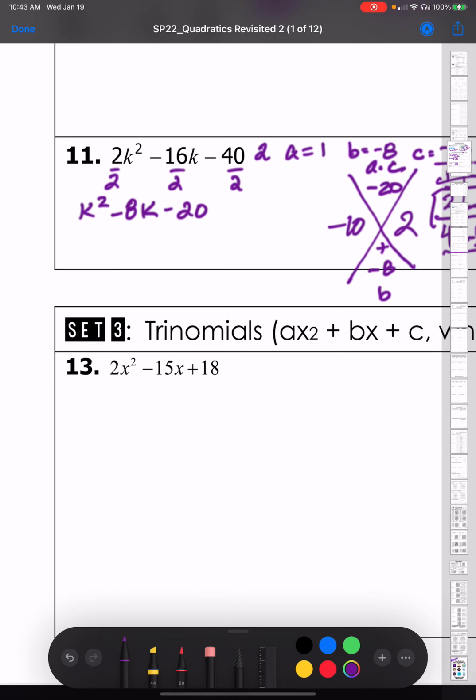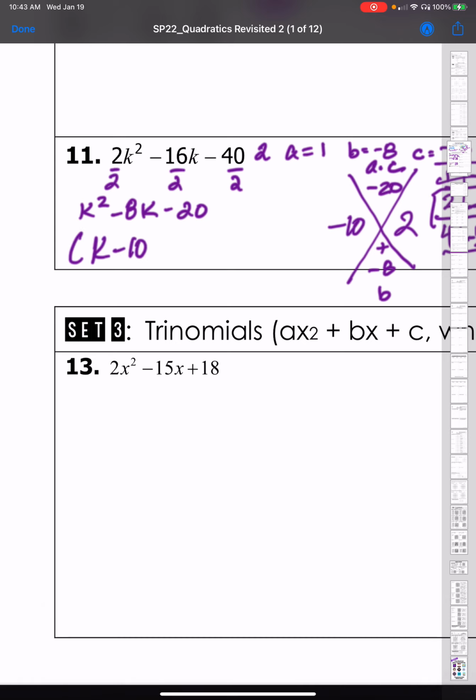So here we go. We can put it in our factors. K minus 10, K minus 2. Wait, K plus 2. And I just dropped the 2 altogether because that was just a form of simplification.